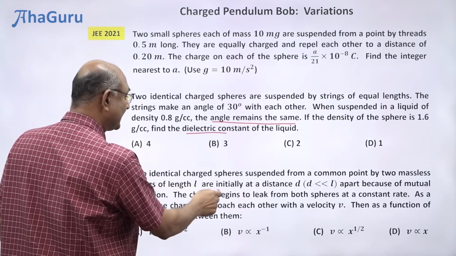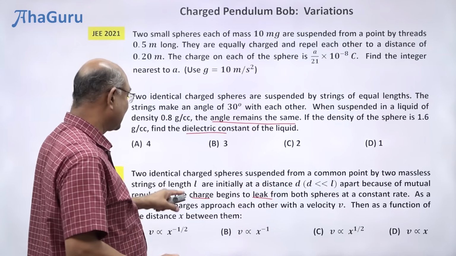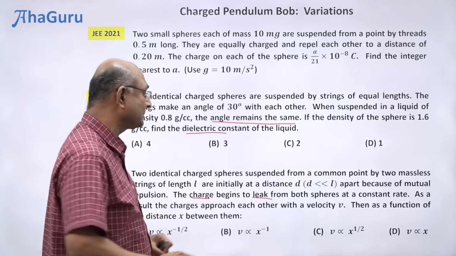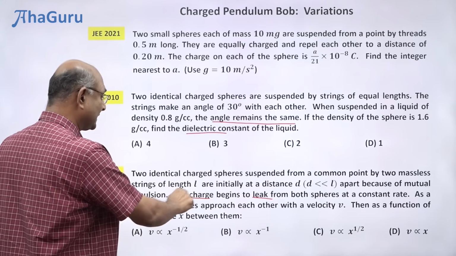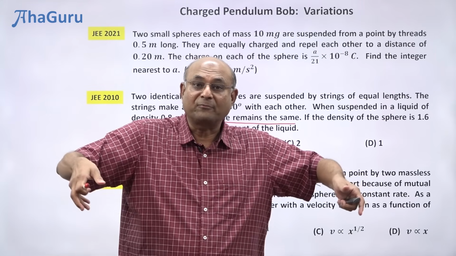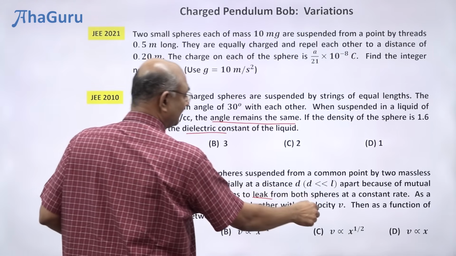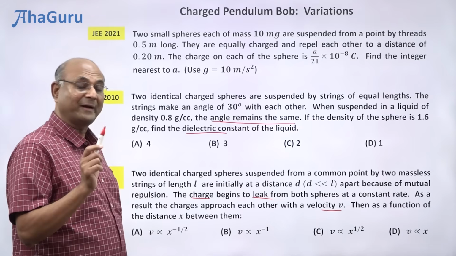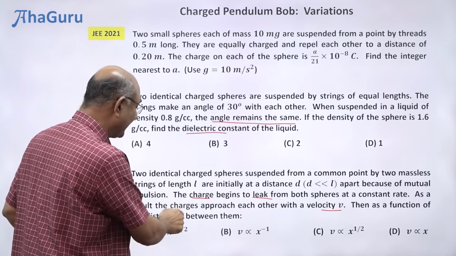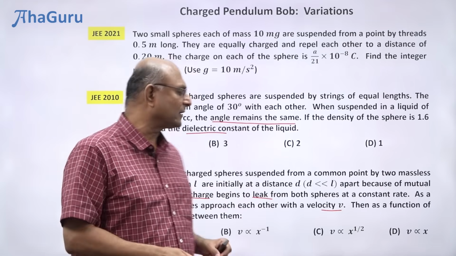Now, what happens here is that the charge begins to leak from both the spheres at a constant rate. Once the charge leaks, that means the charge is reducing, so they will start approaching each other with a velocity v. Then we want to find how the velocity v is related to the distance x between them as they are coming closer and closer to each other.